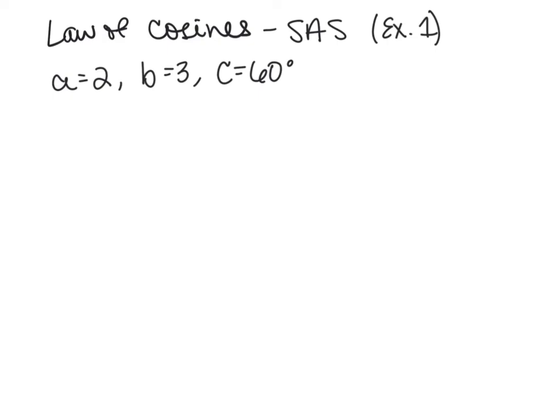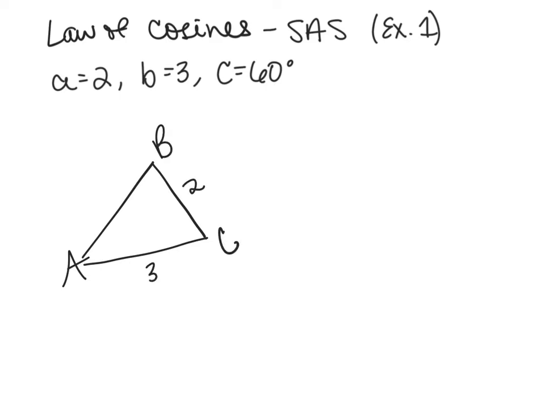Okay, the law of cosines is just another formula that we can use to solve triangles. We use it in the side angle side case and side side side case. So first we're looking at the side angle side because it is the most straightforward. We have our A, B, C. In this case we're given side A, side B, angle C.